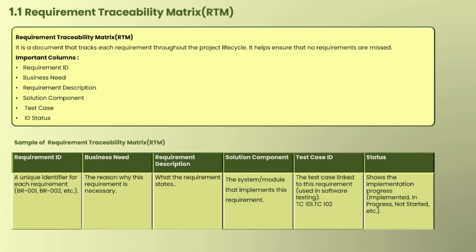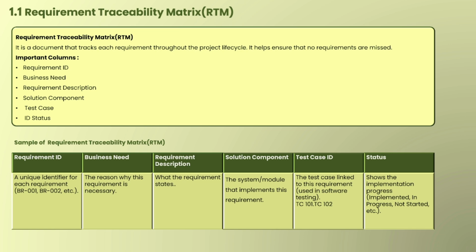So let's see one by one. Requirement ID, what does it mean? It is a unique identifier for each requirement. Let's say BR001, BR002, something like that. Whatever requirement we are provided. Then business need, the reason why this particular requirement is necessary. What is the goal? What is the business need? What exactly does the end user want? So this is the business need we have mentioned here, obviously in short, not in detail. Then requirement description, where we write it down in the requirement form.